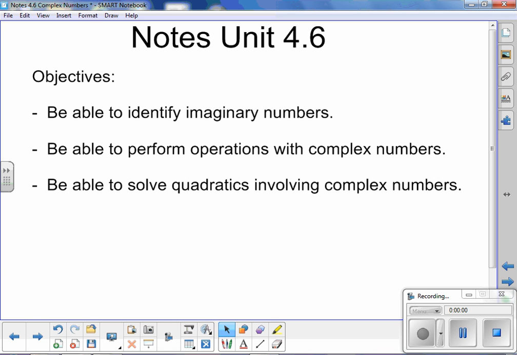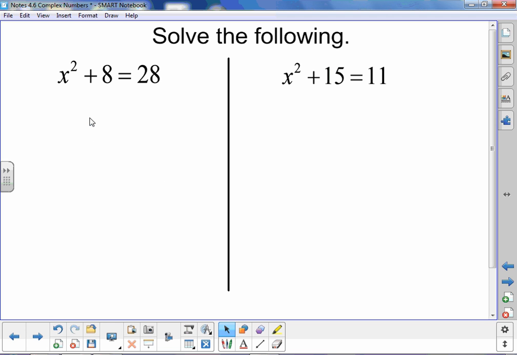All right, so here are your notes for 4.6. Be able to identify imaginary numbers, be able to perform operations with complex numbers, and be able to solve quadratics involving complex numbers. So there's the three goals. We went over a lot of this in class.